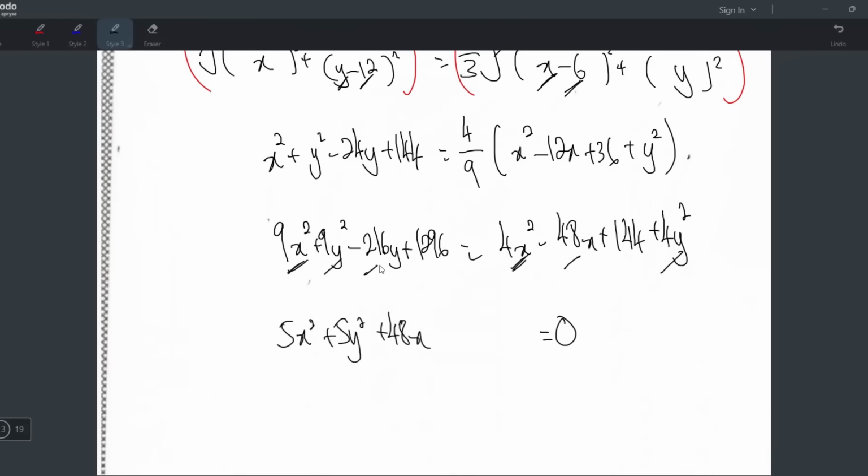And then next one is y. Okay, y is only one, so no need to move, it's already on this side. And then left 1296 and 144, but 144 moves over here to become minus. So this minus this, press the calculator, get 1152.